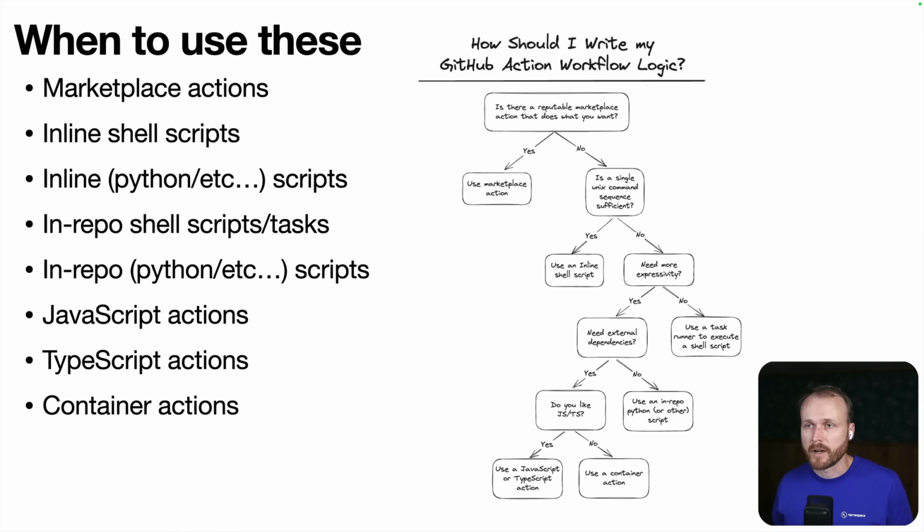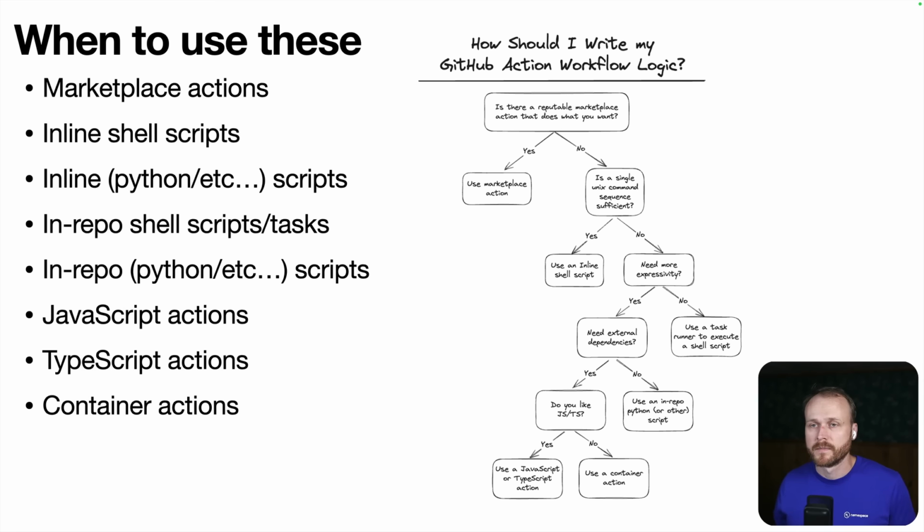This module speed-ran a ton of different ways in which you can write and configure the logic within the steps of your GitHub Actions workflows. I wanted to provide a little bit of a framework for how I think about when to use each of these different tools. I start with the question: was I able to find a public action, a reputable public action in that marketplace, that does exactly what I want? If the answer is yes, I'm going to go with that.